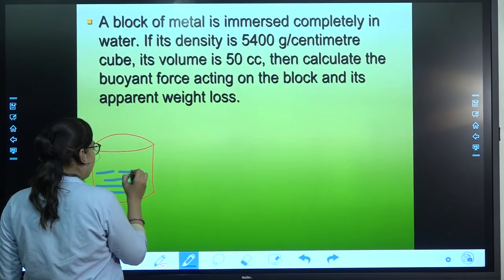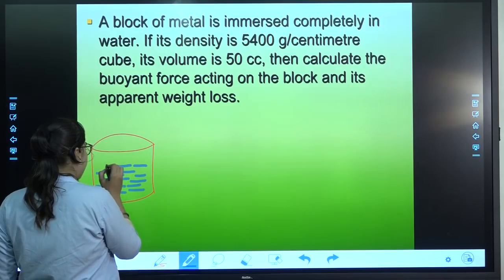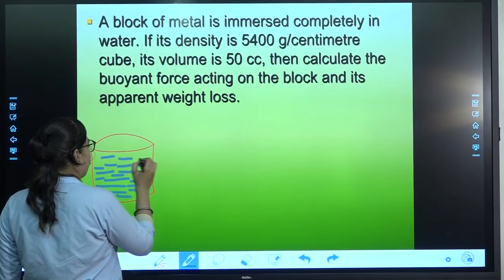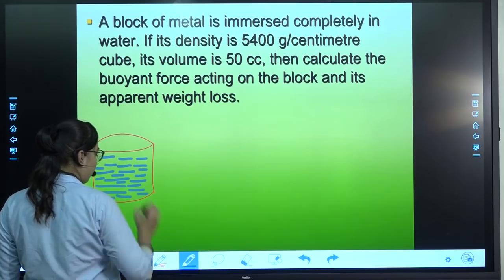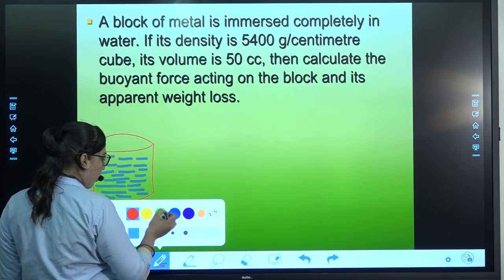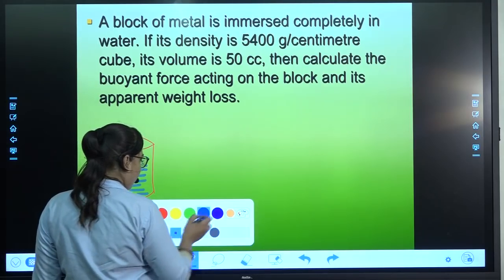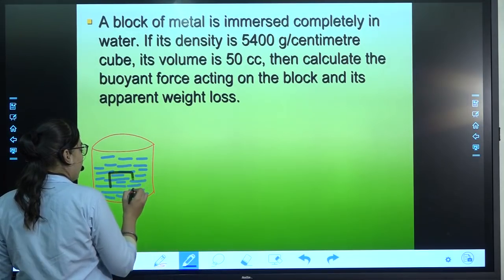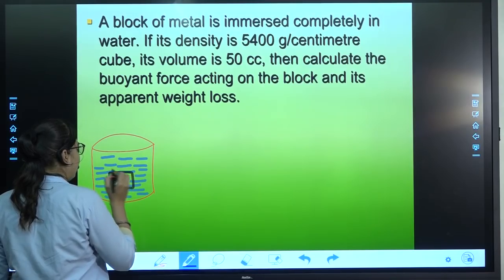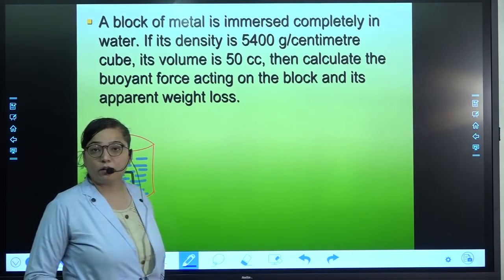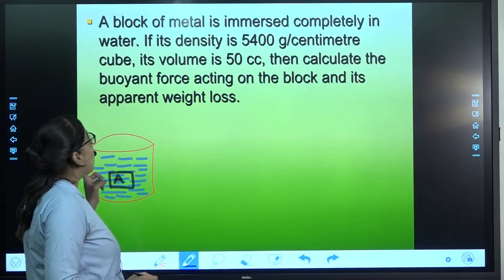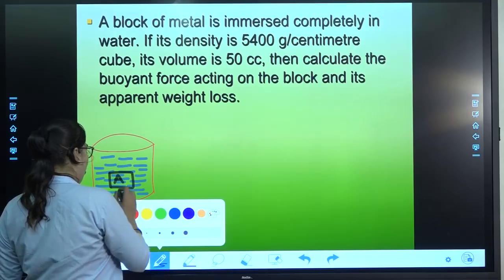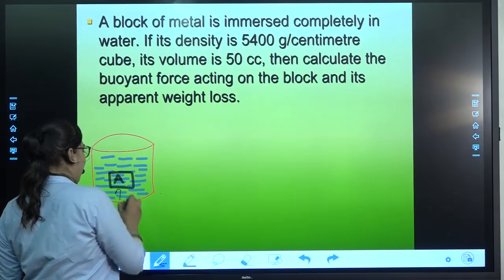There is water, and a block A, which is immersed completely in water. You have to calculate what is the buoyant force which is acting on the block. How much will be the buoyant force? That is the upthrust.